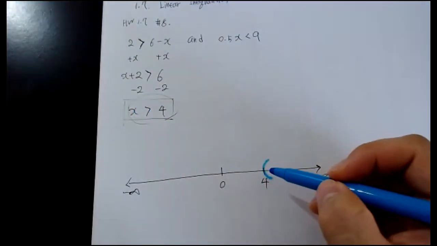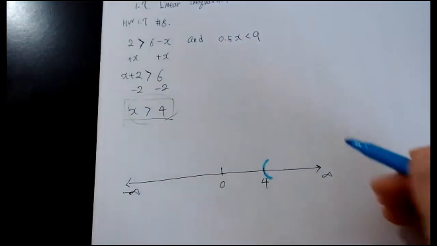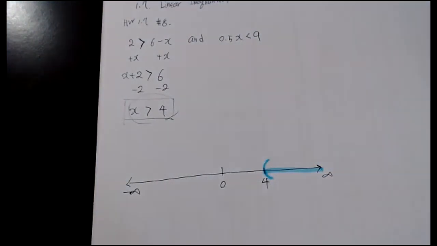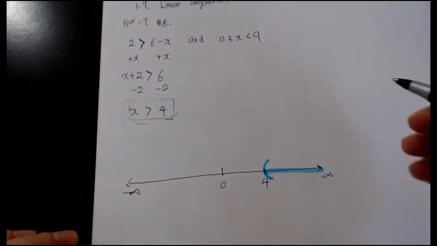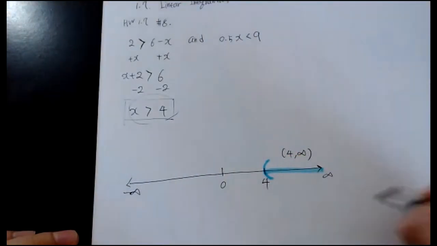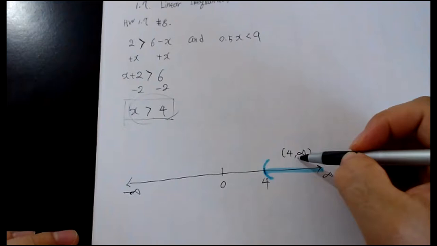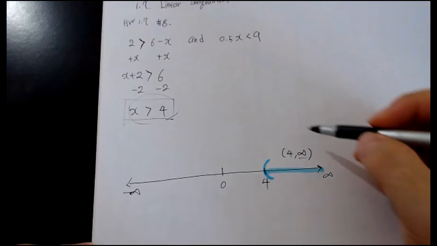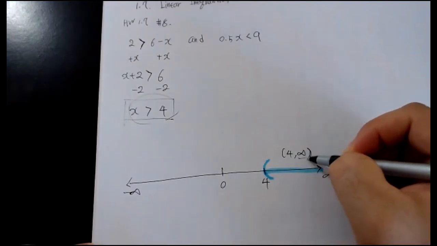So we have to exclude 4 from the solution set, so we use parentheses. This is 4 to infinity. As I told you, infinity is not a number. It's just a symbol representing a huge number that we cannot imagine. So we have to use an open parenthesis there.